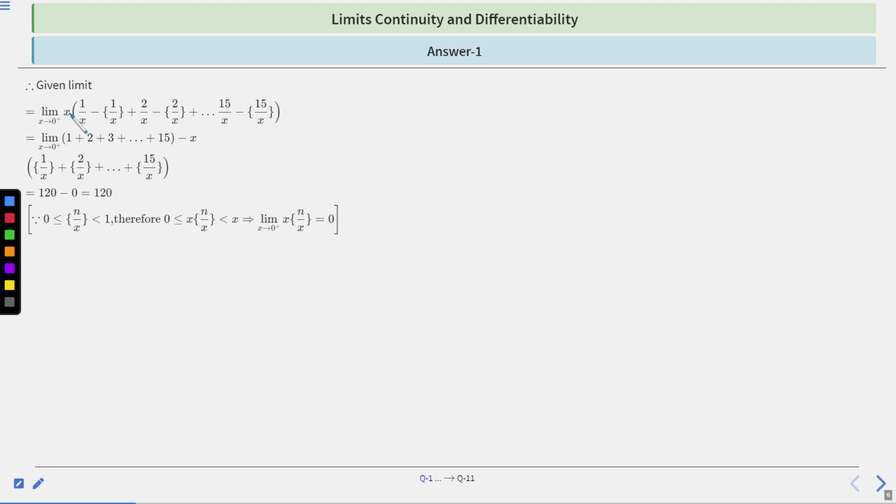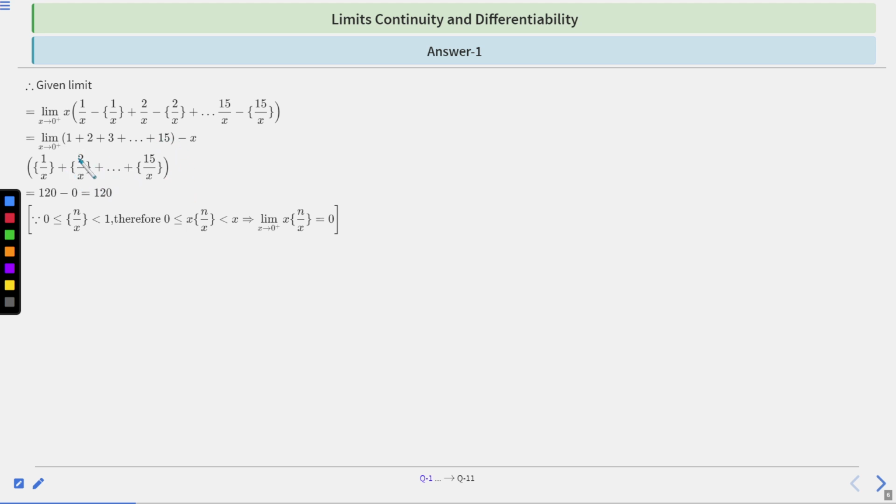Now, see, it can be written as x into 1 by x plus 2 by x plus 3 by x till 15 by x. So x and x will cancel out, right? So we are left with 1 plus 2 plus 3 plus 4 till 15 minus x times fractional part of 1 by x plus fractional part of 2 by x till fractional part of 15 by x, right?